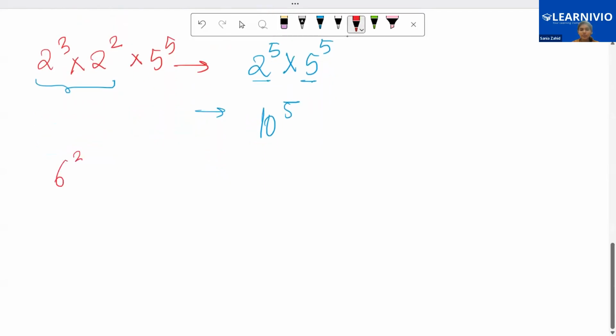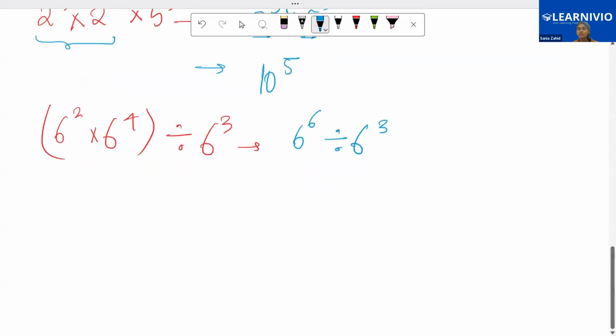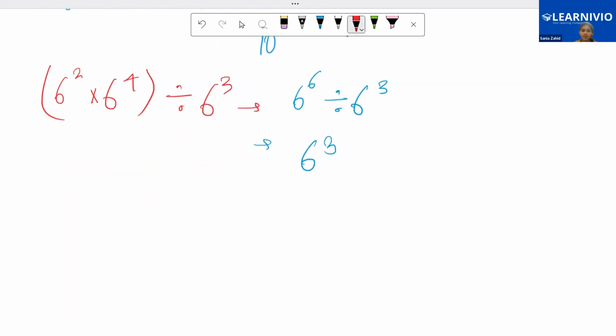Next you have 6 to the power 2 multiplied with 6 to the power 4 and divided with 6 to the power 3. Over here, first you solve what is inside the bracket. So what does it become? 6 to the power 6, because 4 plus 2 is 6. Divided with 6 to the power 3. So 6 to the power 6 divided with 6 to the power 3 becomes 6 to the power 3. Yes, because when it is division we subtract, and when it is multiplication we add.